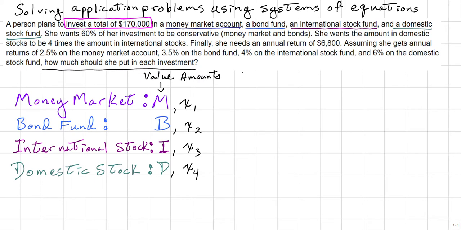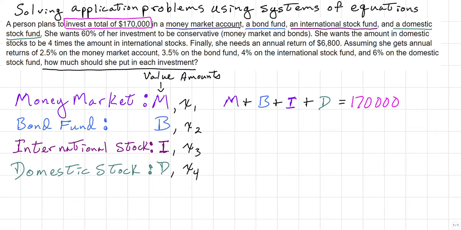What we're going to do is take these 4 funds and add them together because we know that we're investing $170,000. So we'll take M plus B plus I plus D and set that equal to 170,000. But that's only part of it, because what we need to do now is generate some other equations that will let us solve this system simultaneously so that we can come up with values for each one of the variables. So we're going to delve further into the information given.